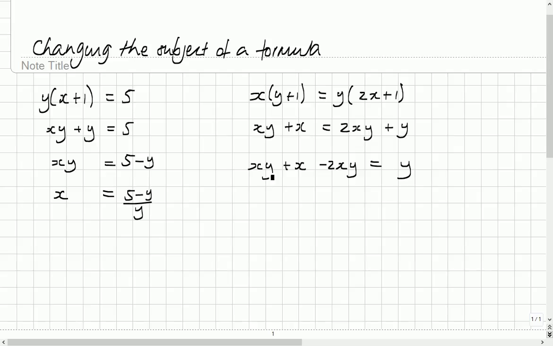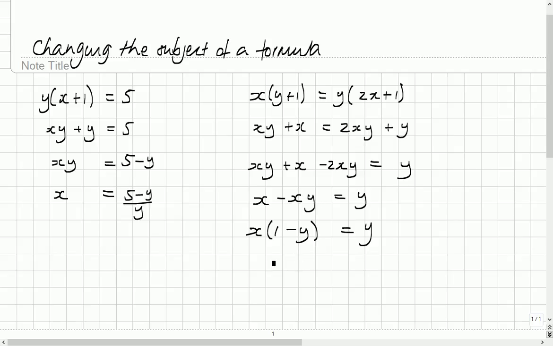Okay, so just notice in there we've got like terms here. We've got xy and we've got minus 2xy, so we could work on those like terms. 1xy take away 2xy is going to give us negative xy, so then we've got x minus xy equals y. We've got x in both terms here, so x is a common factor. We can take that out as a common factor. x brackets 1 minus y equals y. Just check that again by multiplying it out in your head. x times 1 is x, that works. x times minus y is minus xy, that's fine.